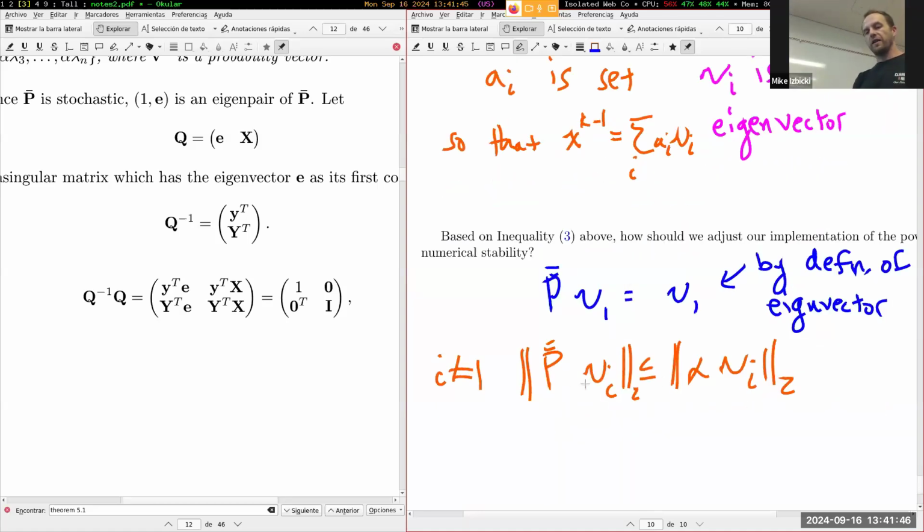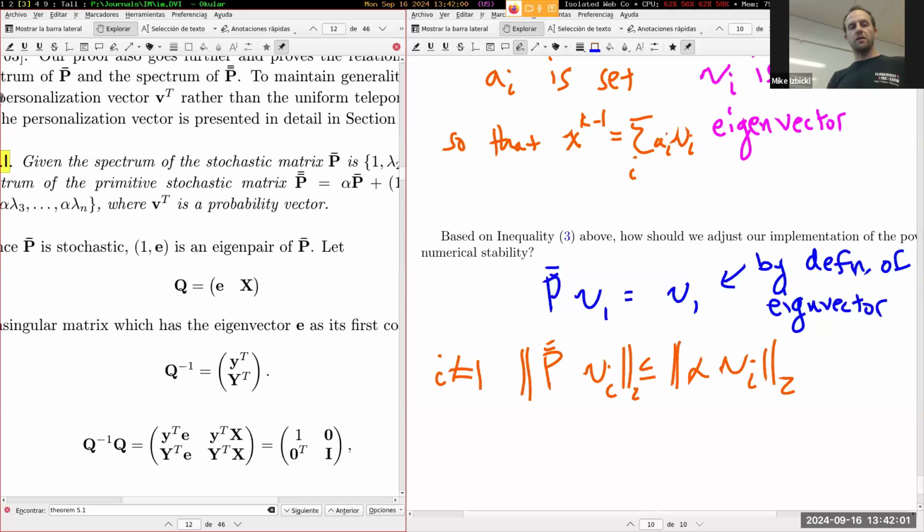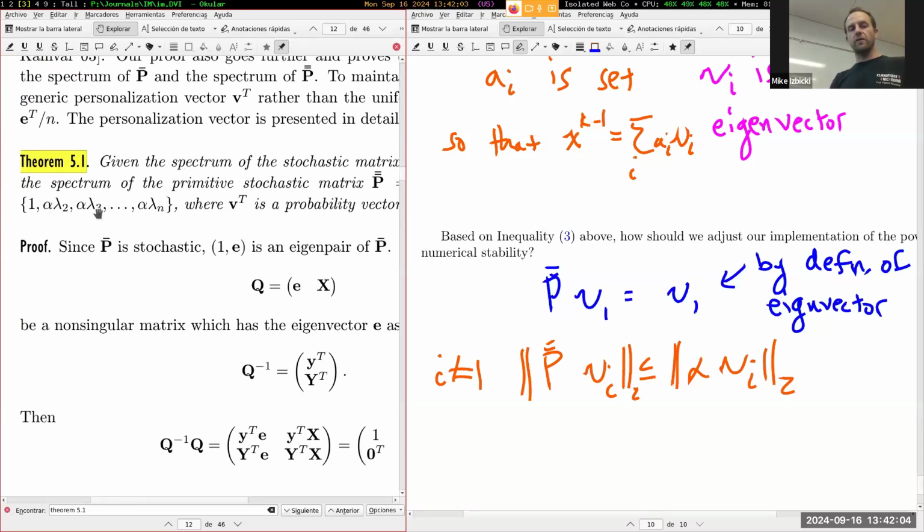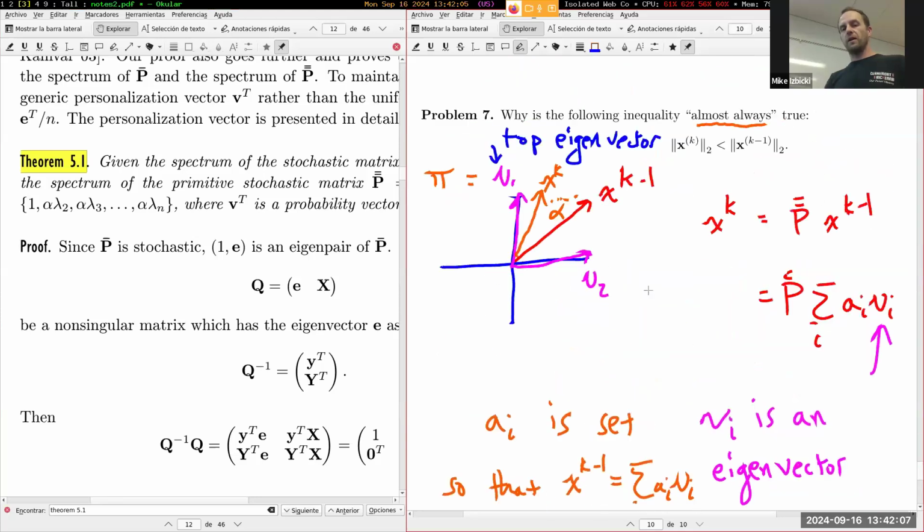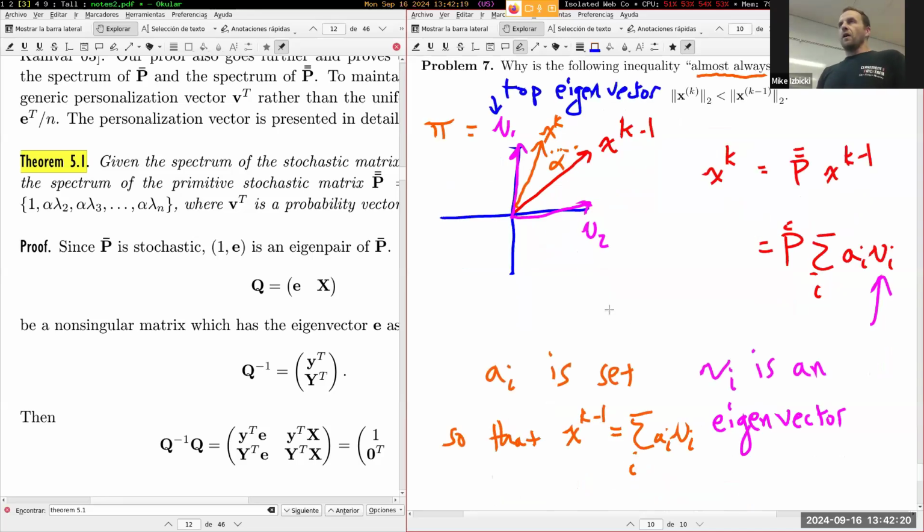Similarly, this shrinking effect that happens right here is that every v node is guaranteed to shrink by at least alpha. That's again by the definition of the eigenvector and the fact that the eigenvalue is less than or equal to alpha. So it's an immediate consequence of theorem 5.1 here with the shrinking of these eigenvalues that we're going to be, every time we do this iteration, getting closer and closer to our PageRank v1 vector here, removing these other components from our PageRank calculation. Hopefully that somewhere answered the question in there.